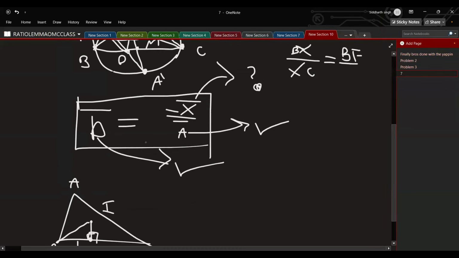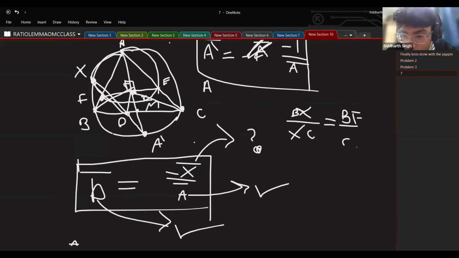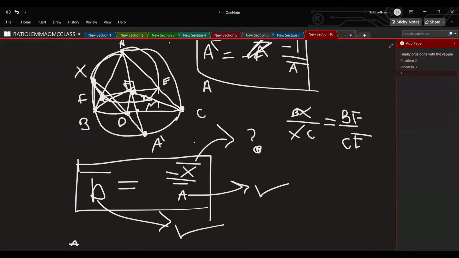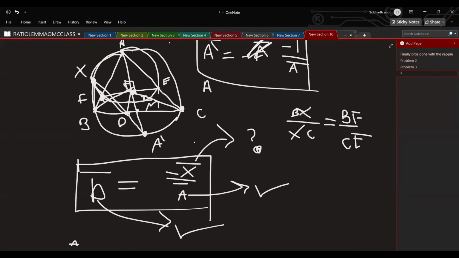But how is BX over XC equal to BF over CE? This is due to the similarity criteria. We already know that XB over XC is equal to XF over XC, right? So there's a similarity sending BF to EC. It's well known that there's such a similarity, yes, that's known.